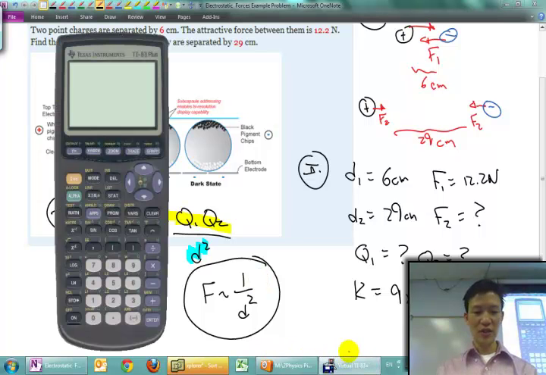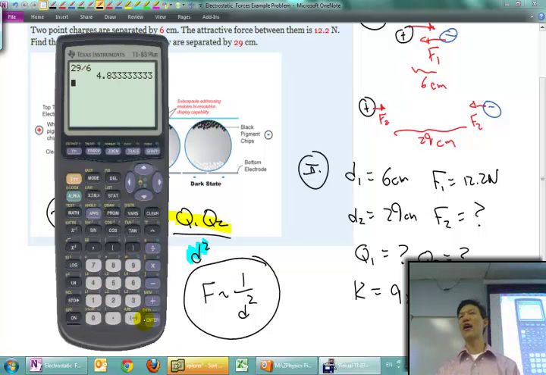So the key to this problem is we're just going to apply this constant of proportionality right here. If you take the ratio of the distances, in this case, let me clear this all out here. My new distance is 29 centimeters. My original distance was 6 centimeters. So it's almost 5 times further away. It's actually 4.83 in this case. I can't do that in my head, right?